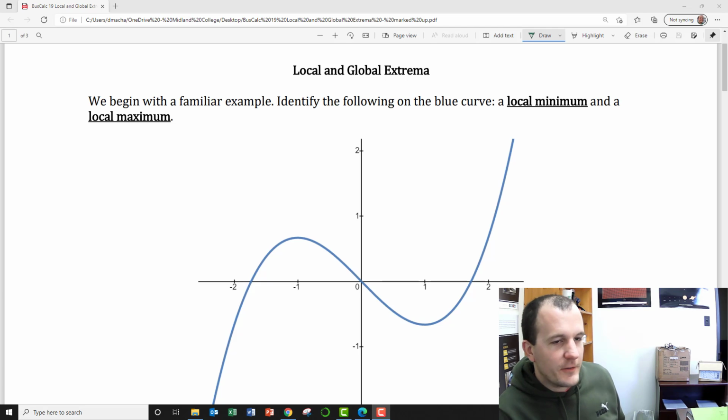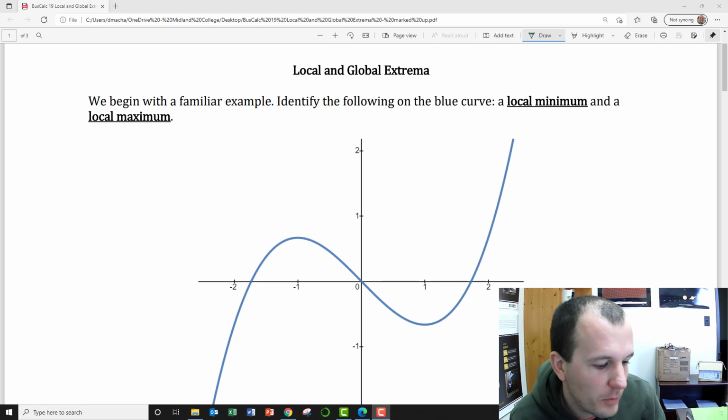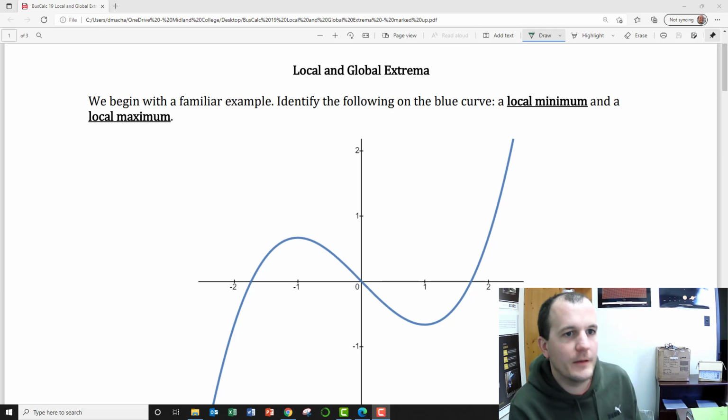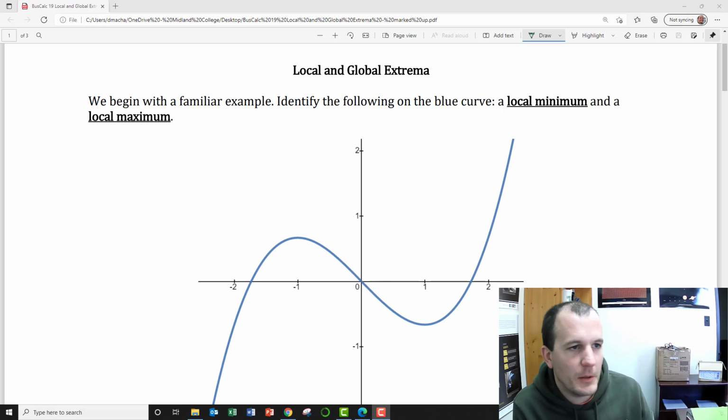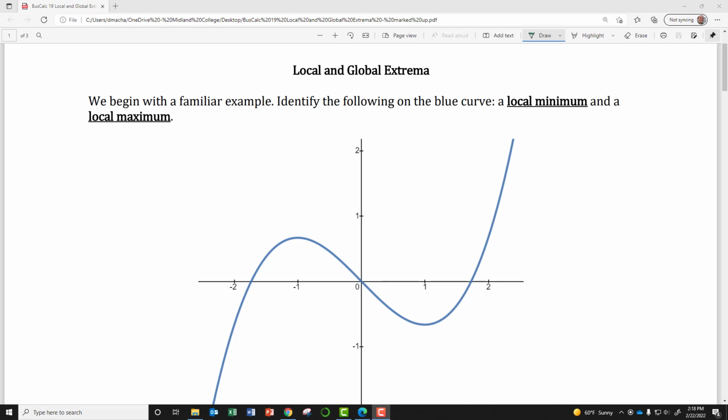Hi everyone. In this video we're talking about local and global extrema. And by extrema I mean minimums and maximums. Now you've probably seen some of this stuff in a previous math class before, so you can take a moment to consider this first example and tell me, on this blue curve, where do you see a local minimum and where do you see a local maximum?